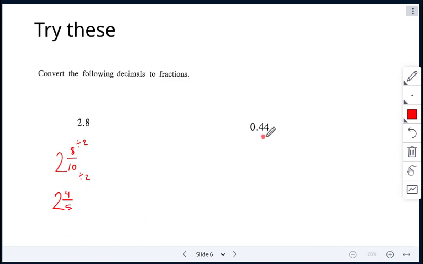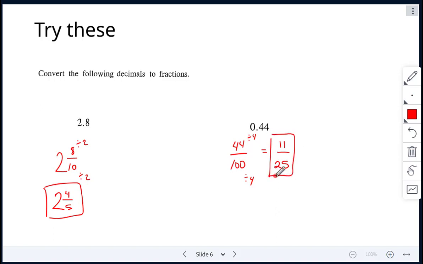The next one is 0.44, and that 4 is in the hundredths position, so we'd have 44 over 100. All right, and then you can reduce by dividing the top and bottom by 4, and that gives me 11 over 25. So again, I divided by 4, top and bottom, to reduce to 11 over 25, and then we can't reduce any further. So those are the final answers there.